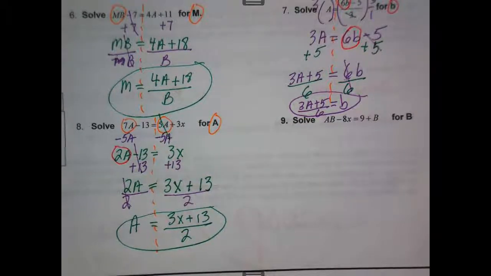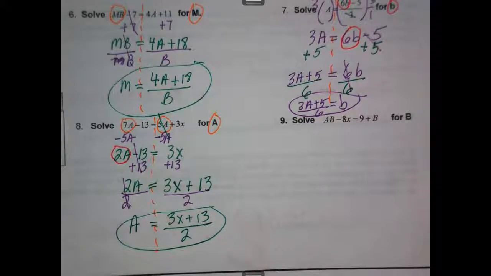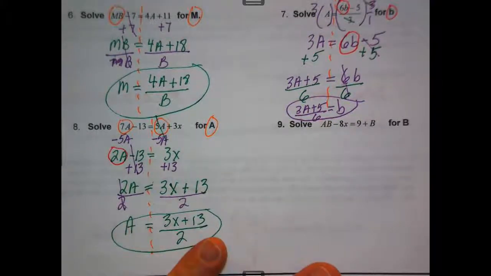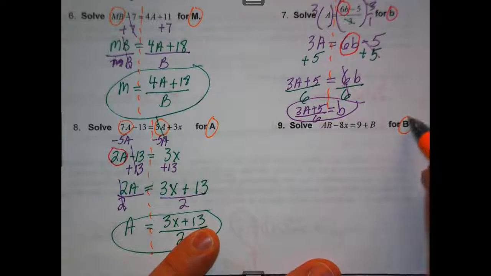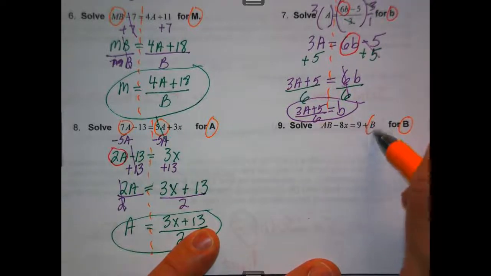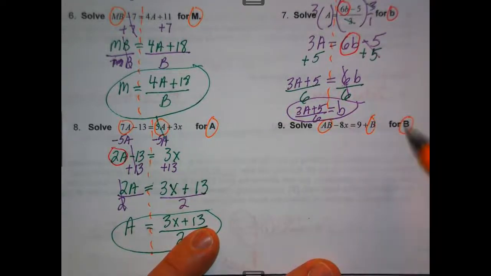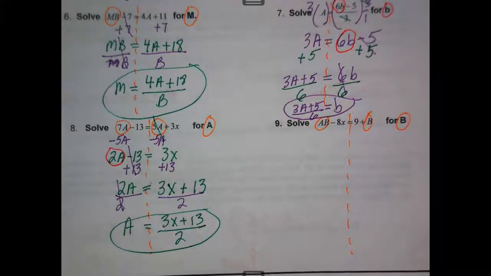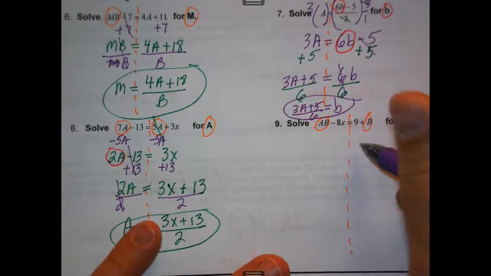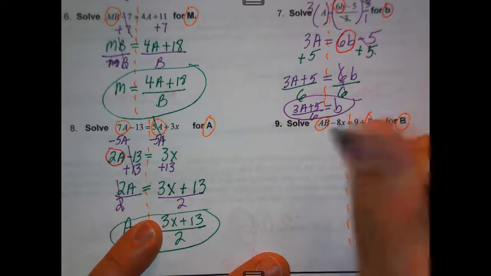Now, you will have one of those four problems on the quiz tomorrow. One of them will be an undistributive problem, and that's what number 9 is. You're solving for b. I have a b on this side of the equation and a b on that side. So the first thing I'm going to do is get the b's on the same side, so I'm going to subtract b from both sides.